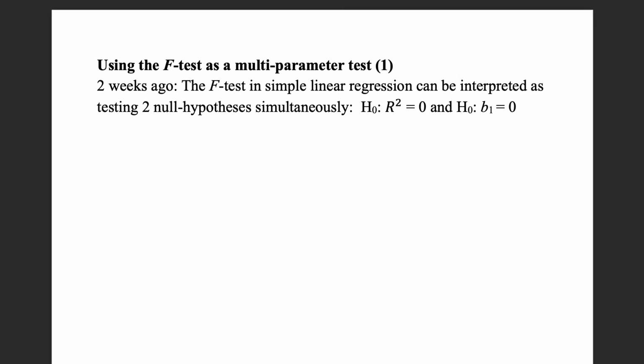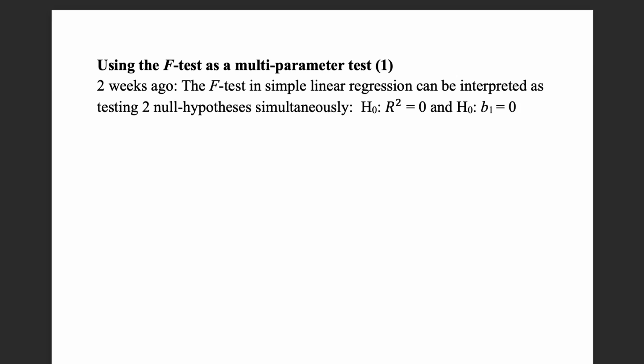So let's get a little bit deeper into that. Two weeks ago, I already started telling you that if you have an f-test in a simple linear regression model, then you can actually interpret the f-test that you get in your ANOVA table as testing two null hypotheses simultaneously. So that f-test will test the null hypothesis that r square is 0. In other words, that the explained variance of our model, if we would get that model based on the entire population, would be exactly 0, so that we explain exactly no variance at all in our dependent variable.